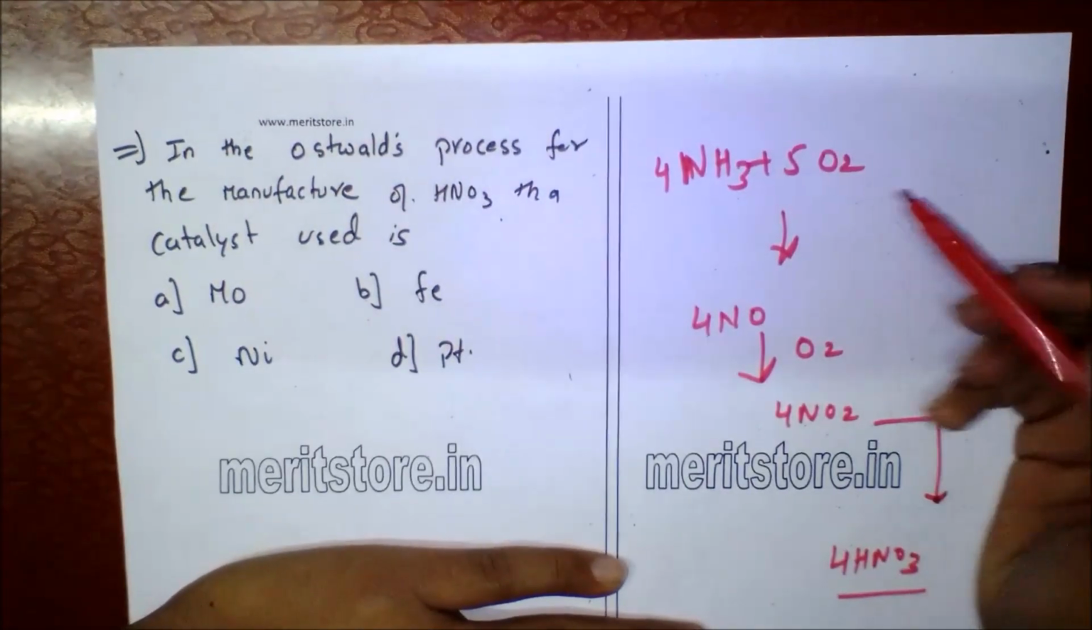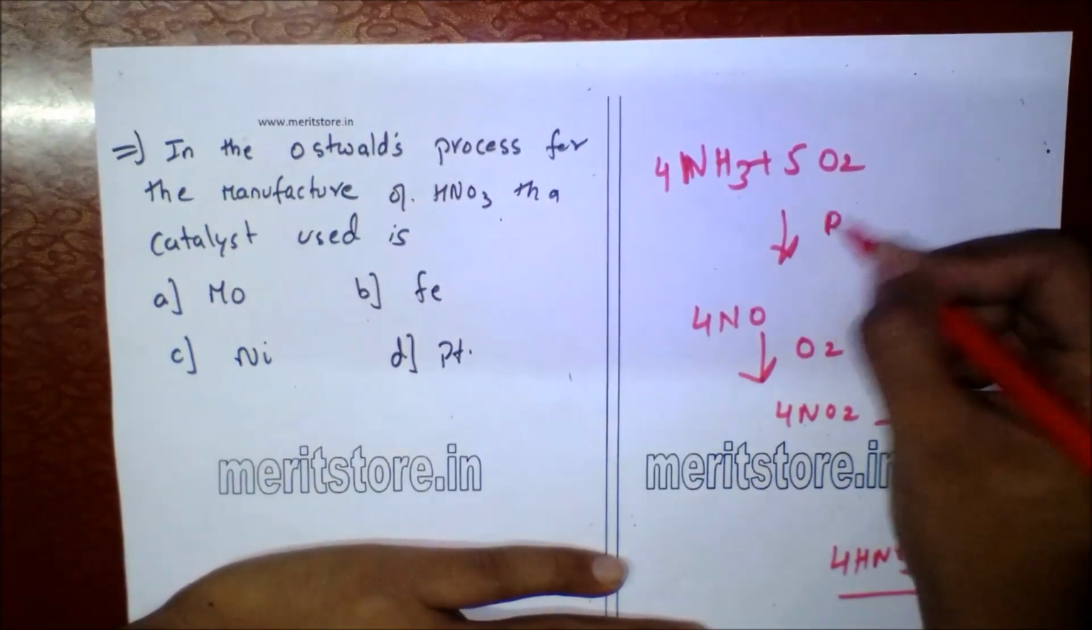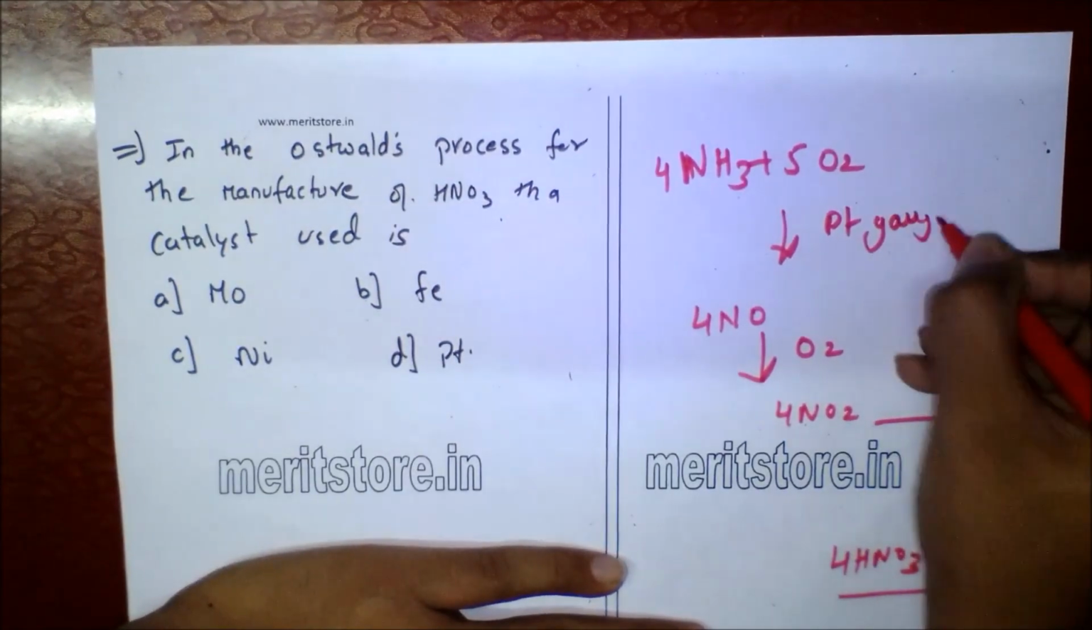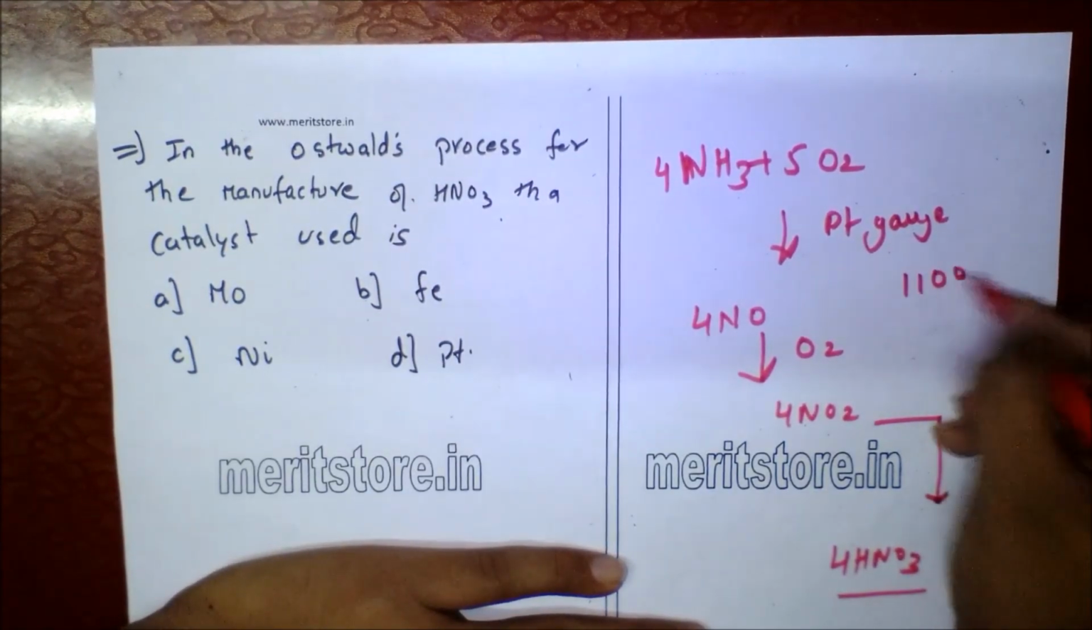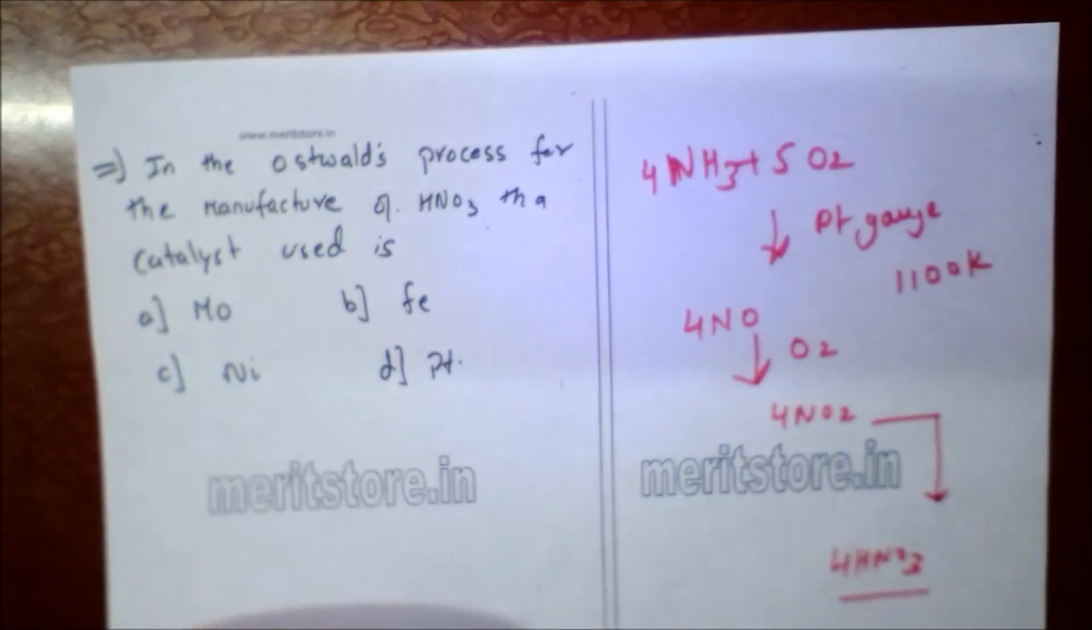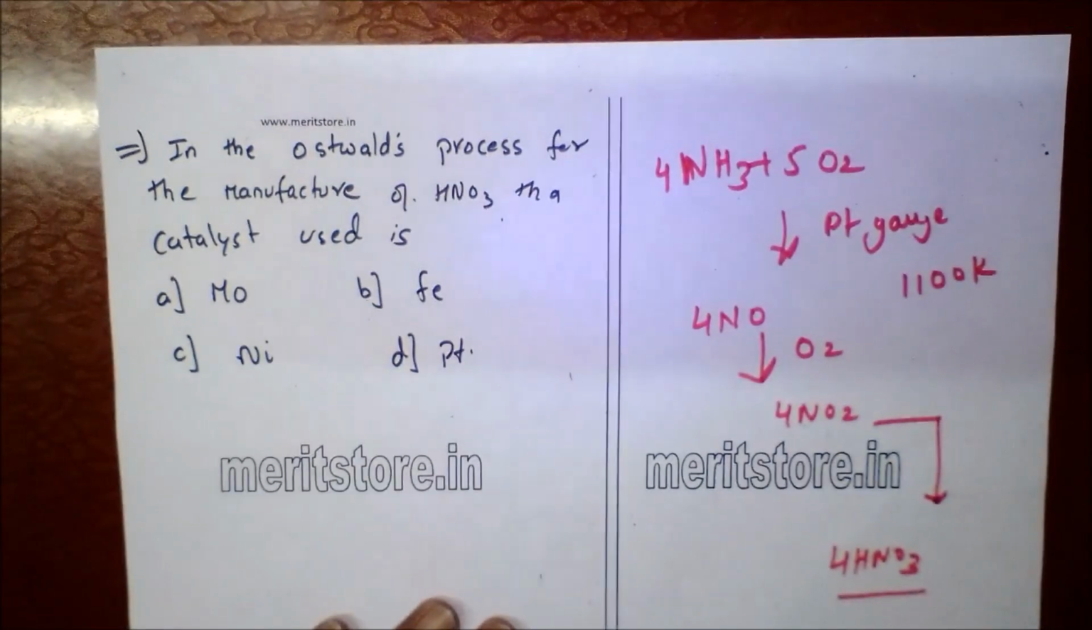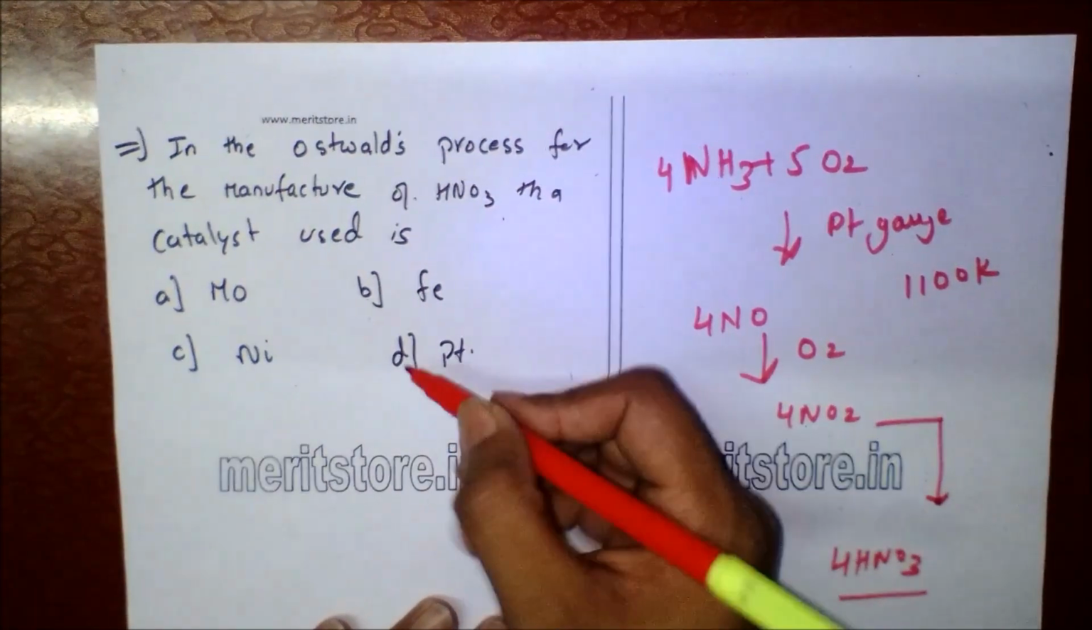Now, here the catalyst used in the first step is Pt gauze, which is used at 1100 Kelvin. Therefore, the catalyst used is Pt, which is answer D.